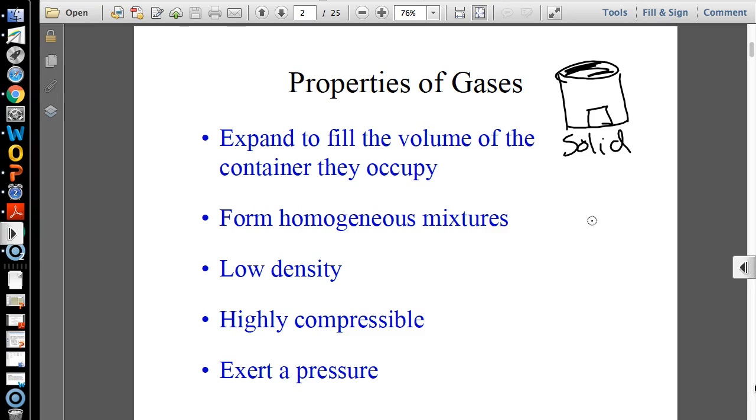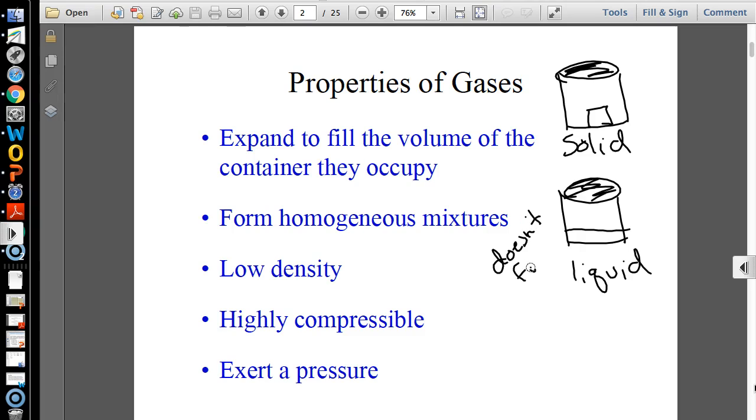If I have liquid water in the container with a lid, it's going to take the shape of the container, but it's not going to completely fill the container. So a liquid takes the shape, but it does not completely fill. And then if I have a gas in the container with a lid, the gas will take the shape of the container and it will completely fill the container.